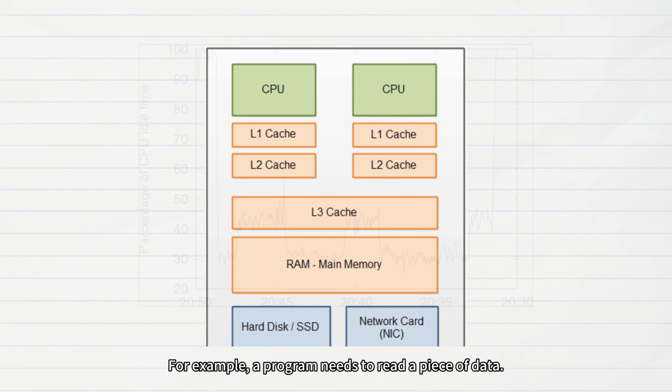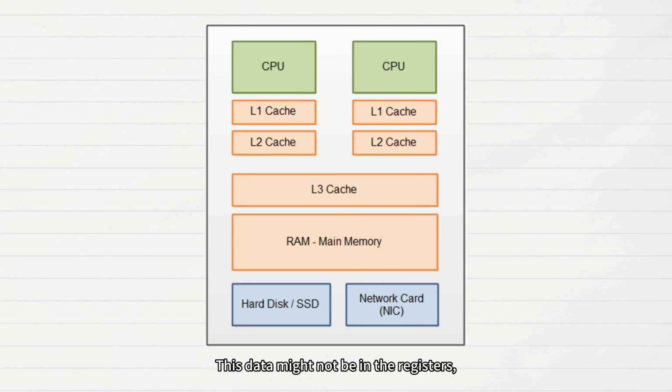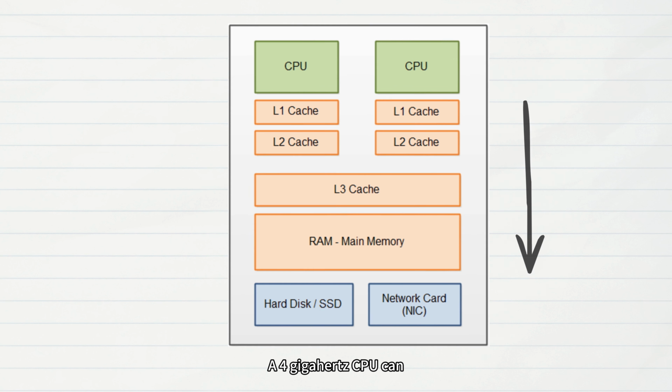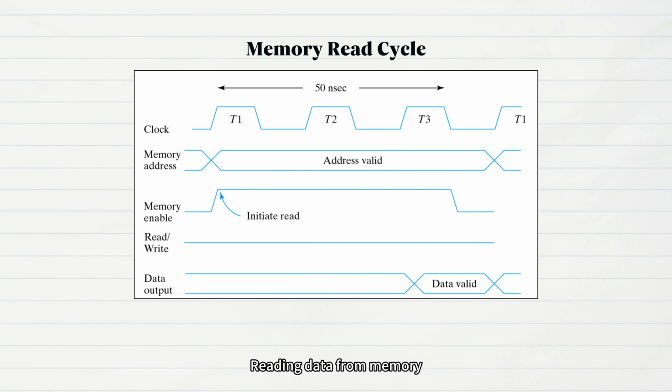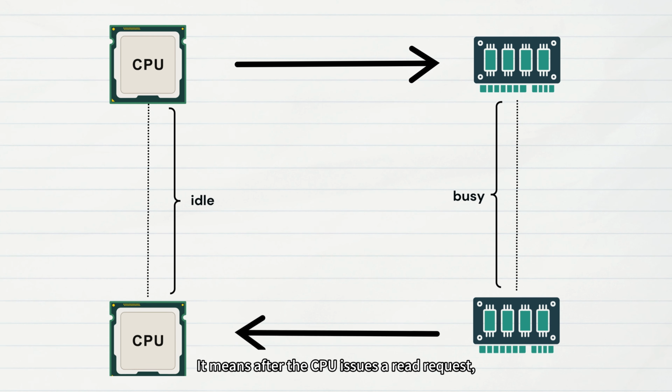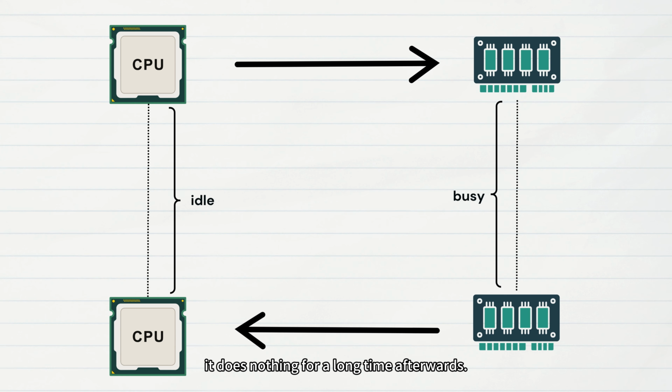For example, a program needs to read a piece of data. This data might not be in the registers, nor in the L1 cache, nor even in the L2 or L3 caches. Eventually, it has to go to main memory. Modern CPUs run extremely fast. A 4 GHz CPU can execute about 4 billion clock cycles per second. In contrast, memory is much slower. Reading data from memory once might take hundreds of clock cycles, sometimes even more. What does that mean? It means after the CPU issues a read request, it does nothing for a long time afterwards. It can't do anything.